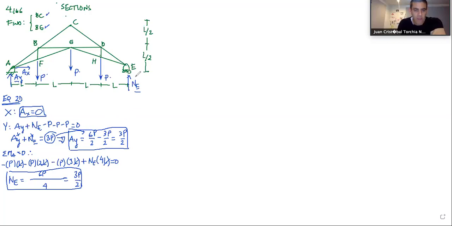Well, okay, so I found it. This has nothing to do with the method of sections. Now we're going to see about the method of sections. First of all, do the section. We need to do the sections. I need to find BC, so this one, and BG, so this one.